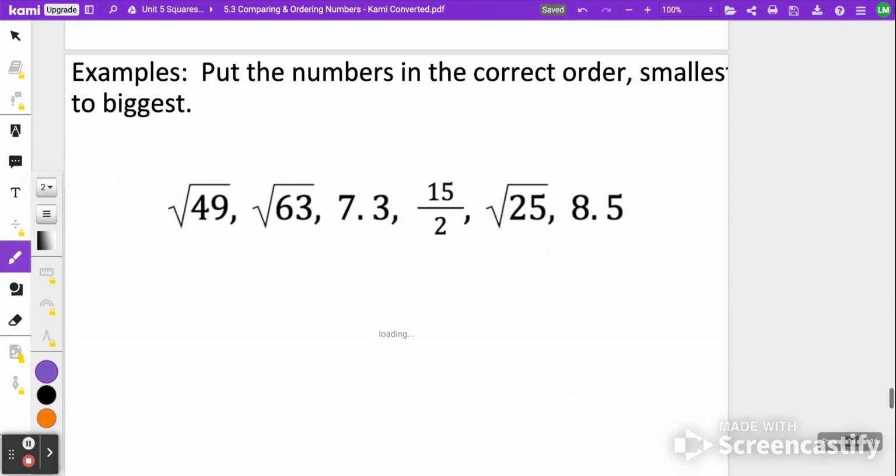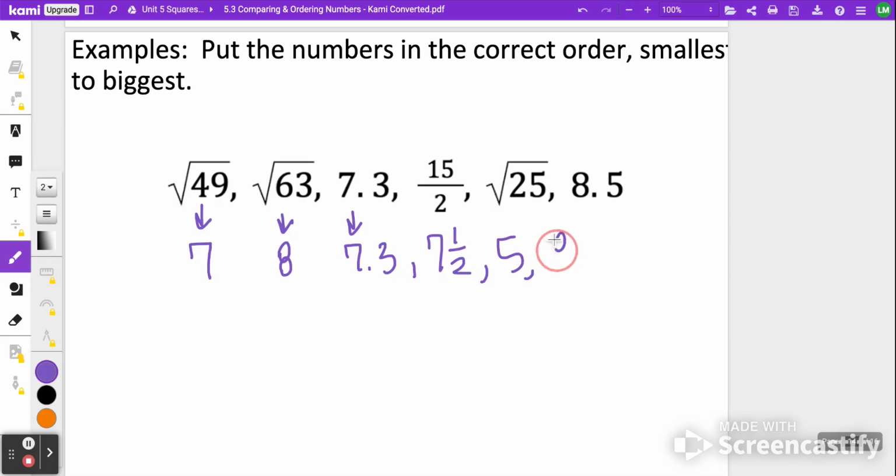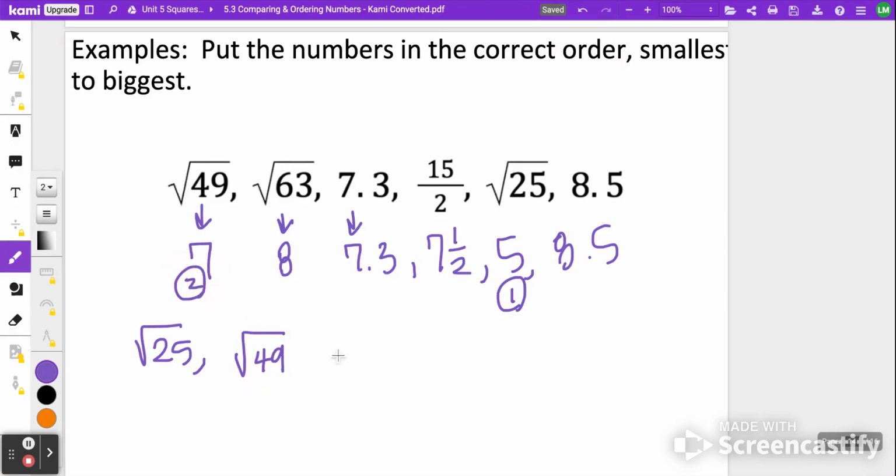And then last but not least, we have one more example. Again, we're just solving as we go. The square root of 49 is closest to 7. The square root of 63 is closest to 8. We have 7.3. 2 goes into 15 7 times with 1 left over, so 7.5, 5, and then 8.5. So lowest number I'm seeing is the 5 here, so square root of 25. I don't have any 6s, I do have some 7s though, so square root of 49 would be next, which is a 7.